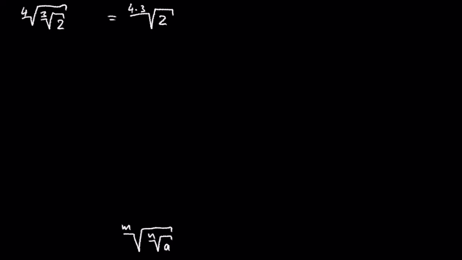Let's look at an example where we can use the next rule, which is about nested roots. The fourth root of the third root of 2 is the same as the 4 times 3 root of 2. In general, the rule is written as the mth root of the nth root of a is the same as the m times n root of a.